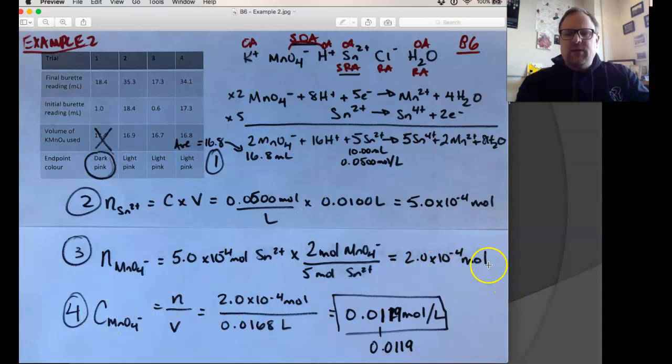And then last step, now that I've got number of moles of my measured substance, I can figure out concentration of my permanganate ions. So I've got number of moles of permanganate and I've got my volume. Just calculated number of moles here, and I've got my volume up here that we measured based on the data in the table. And so I took 2 times 10 to the minus 4 moles divided by 0.0168 liters, which is my conversion of milliliters to liters, and I end up with, I kind of wrote that down wrong the first time, 0.0119 moles per liter is my concentration.